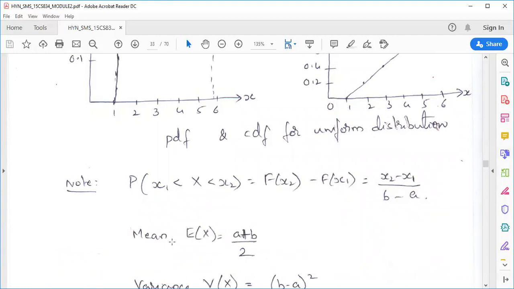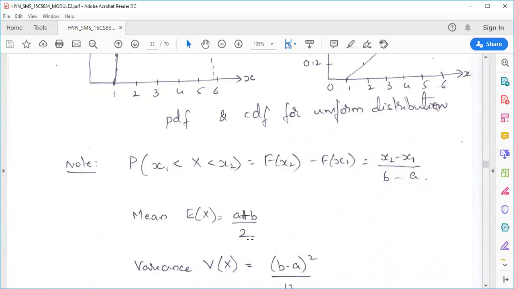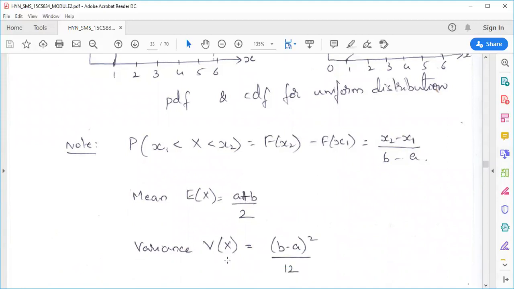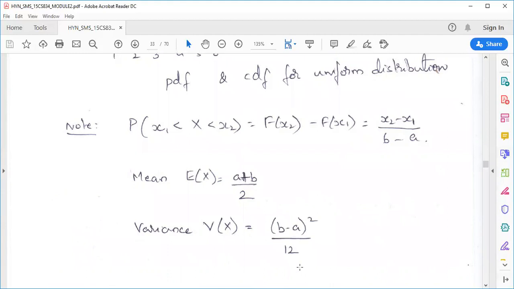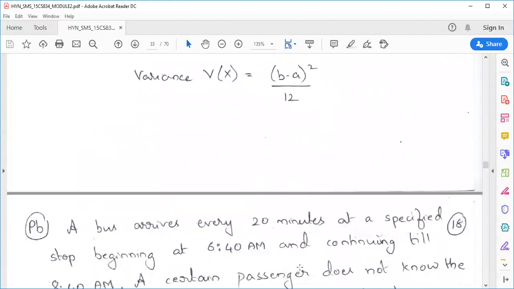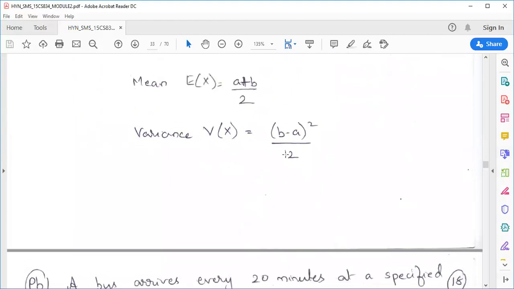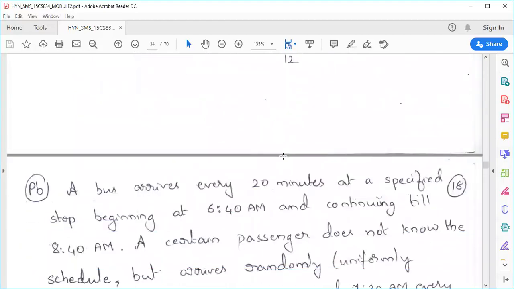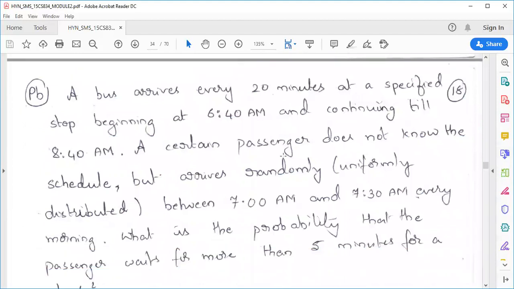The mean for the uniform distribution is also called the expectation of X, and the formula is E of X is equal to a plus b divided by 2. The variance V of X is given by V of X is equal to b minus a the whole square divided by 12. These are the different formulas which are used for our uniform distribution. So let us move on to the problems for uniform distribution.